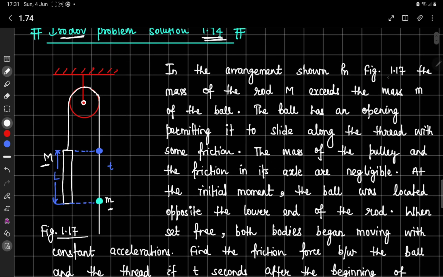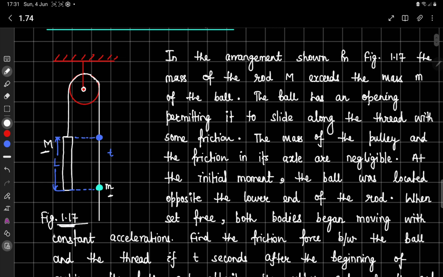In the arrangement shown in figure 1.17, the mass of the rod, capital M, exceeds the mass of the ball, small m. The ball has an opening permitting it to slide along the thread with some friction. So basically there is an opening in the ball through which the thread is passing, and there is friction between the mass m and the thread.